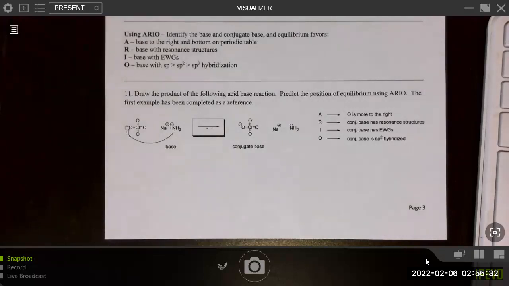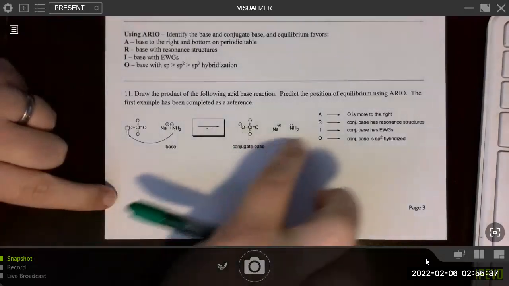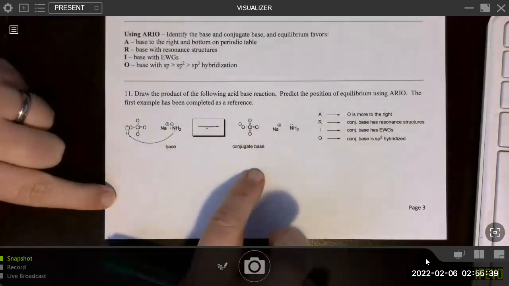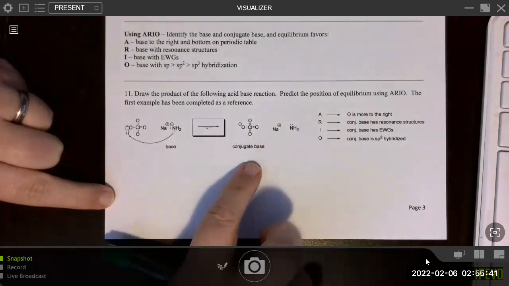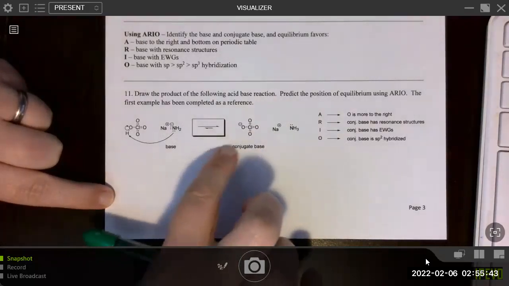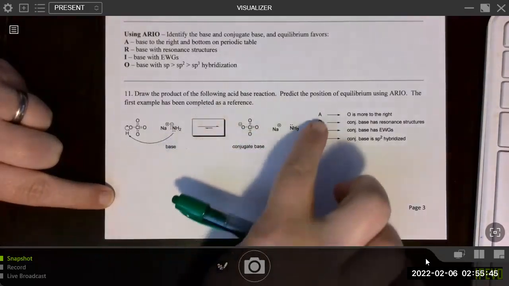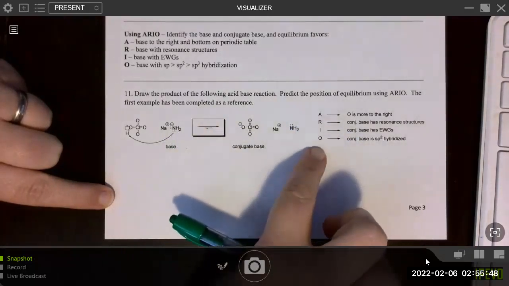And it says, we're going to draw the product of the following acid-base reactions. So it looks like it's not going to give us the products. We'll have to go ahead and draw those in like has been done here. And then we're going to predict the position of equilibrium by analyzing Ario.